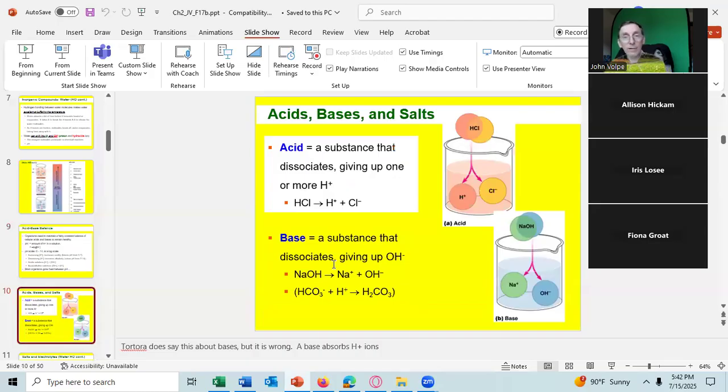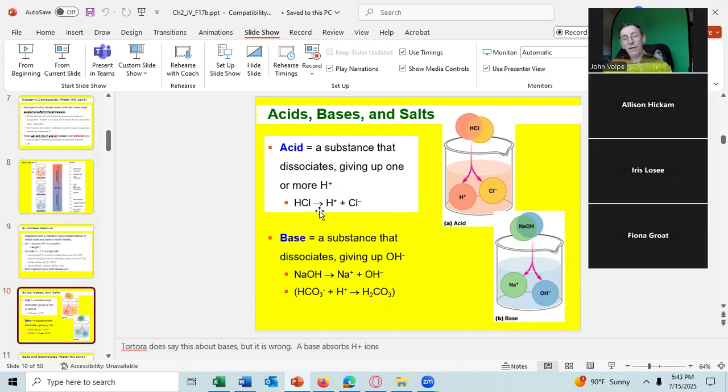All right, so we've talked a little bit about acids and bases. An acid is a substance that dissociates, giving up one or more hydrogen ions in solution. Like HCl, you put it in water, it'll dissociate into H plus and chloride minus, shown here, and that will increase the hydrogen ions in solution, increasing the acidity and lowering the pH. That's why HCl is an acid.